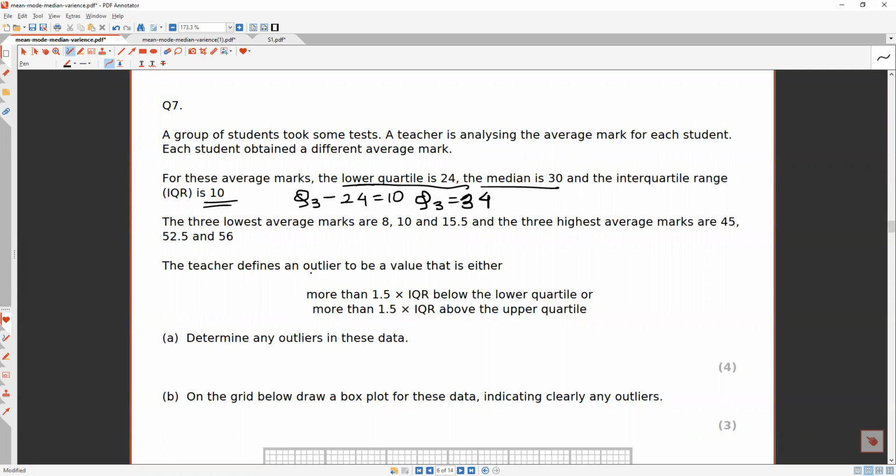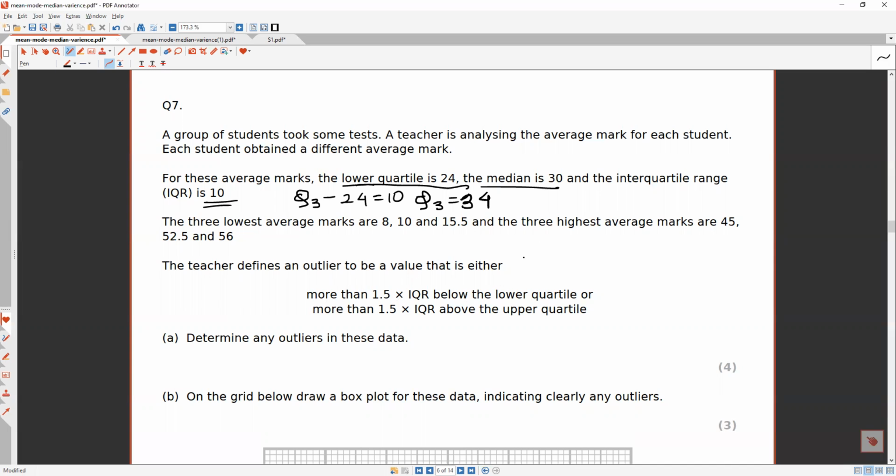Three lowest average marks are 8, 10, 15.5, and three highest average marks are 45, 52.5, and 56. The teacher defines an outlier to be valued. Determine the outliers in this data. Okay, let's find the outlier. So what did they say?